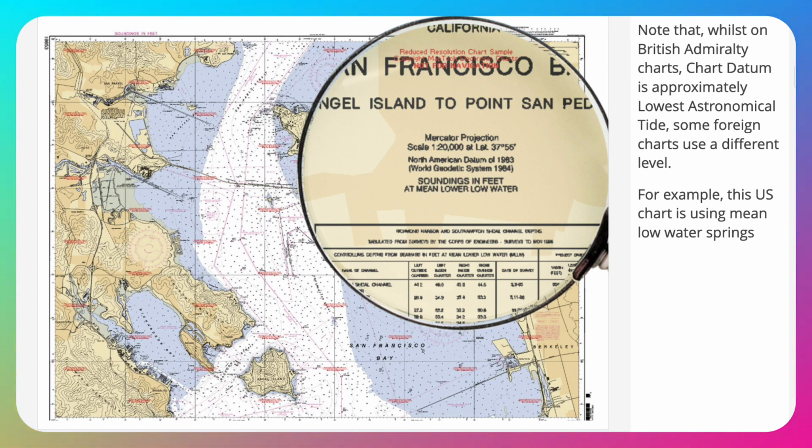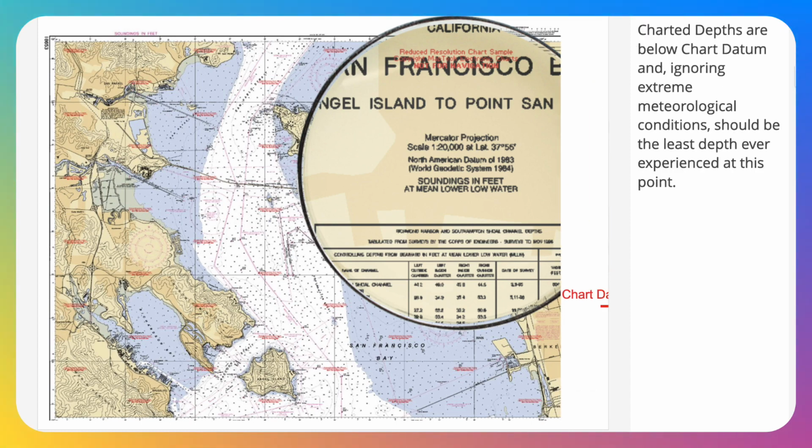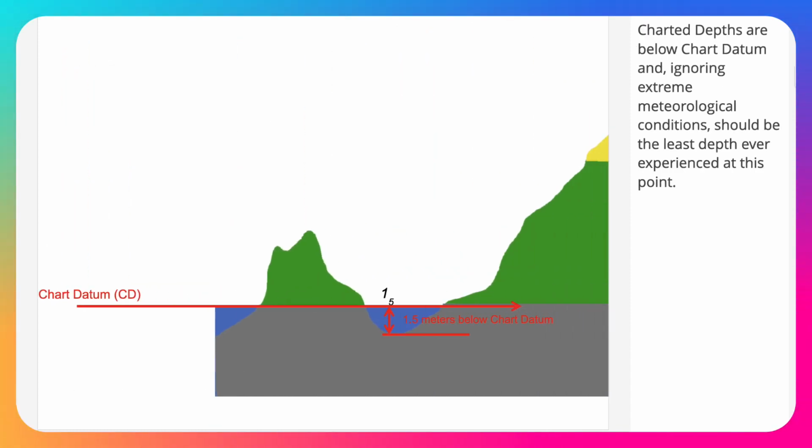Note that whilst on British Admiralty charts, chart datum is approximately lowest astronomical tide, some foreign charts use a different level. For example, this US chart is using mean low water springs. Charted depths are below chart datum, and ignoring extreme meteorological conditions should be the least depth ever experienced at this point.